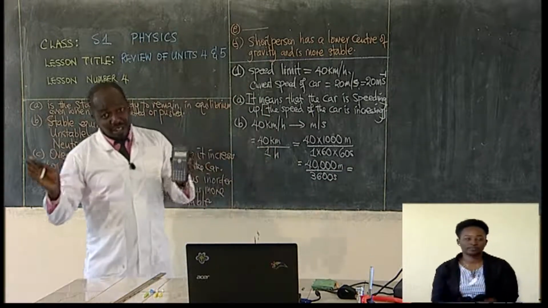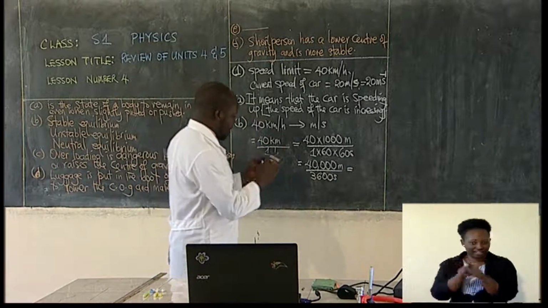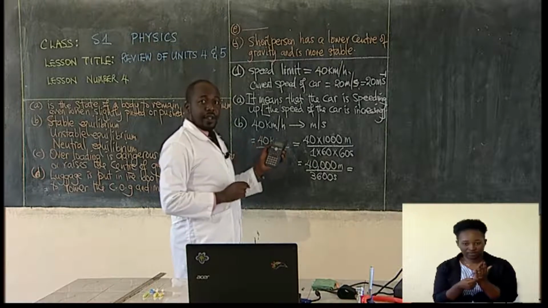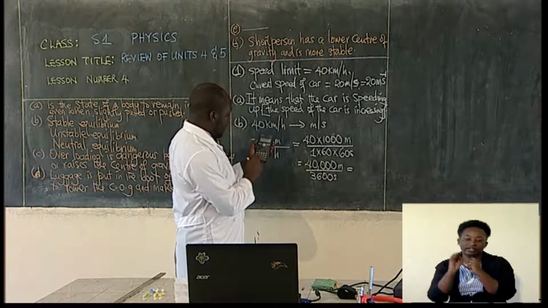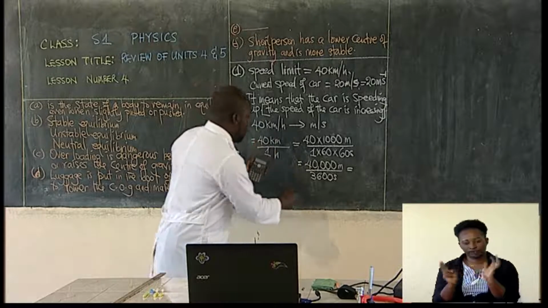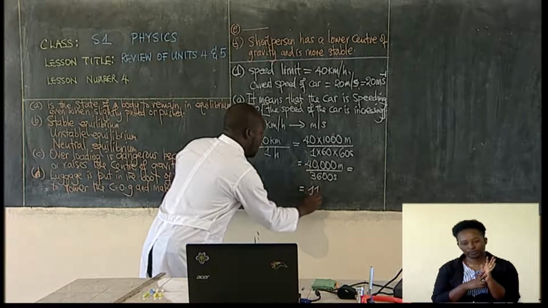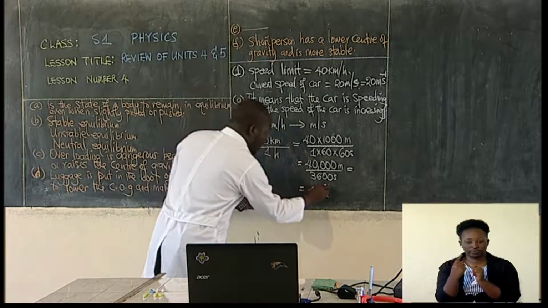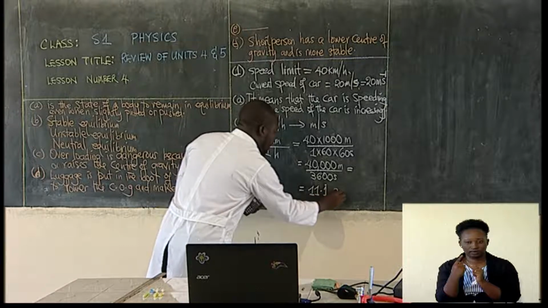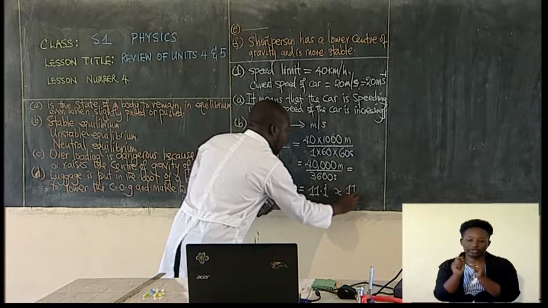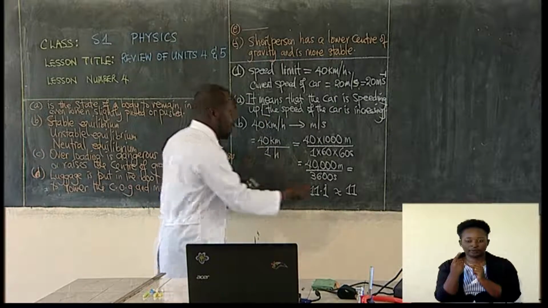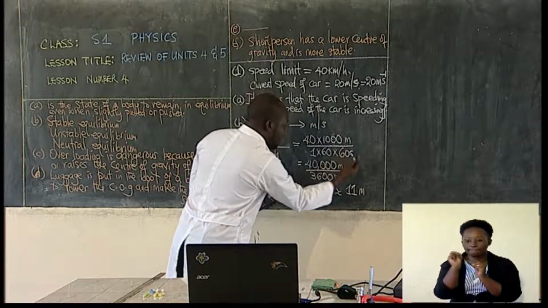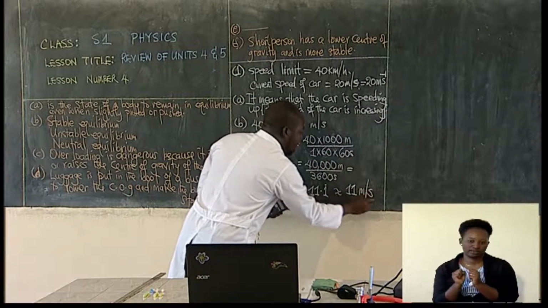Remember, I told you to get your calculator, so you have your calculator. Press along with me. Okay, 40,000, then divide by 3,600. For me here, I'm getting 11.1 recurring. Okay, 0.1 recurring. And this can be approximated to 11. If I want a whole number, it is going to be 11, and the unit is going to be meters divided by a second, which is meters per second.